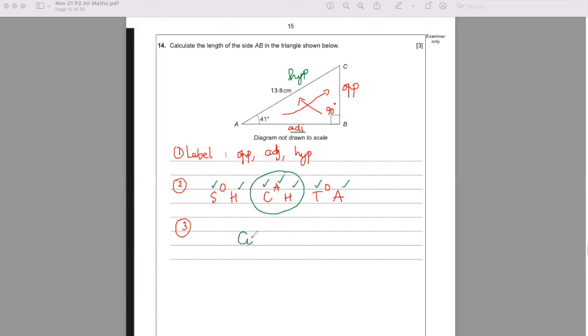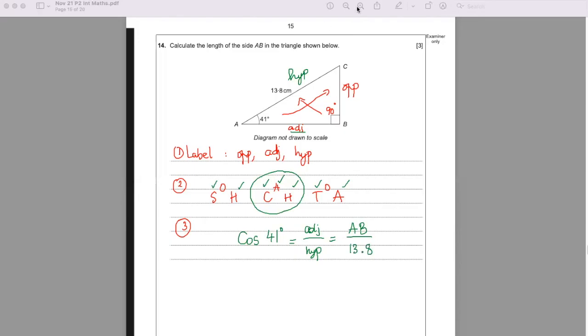So we write down cos. Now, sine, cosine, tan, they always come with the angle. So you can't just write cos equals. It has to come with the angle. So cos of 41 degrees equals adjacent over hypotenuse, okay? Adjacent is AB, and hypotenuse is 13.8, okay?